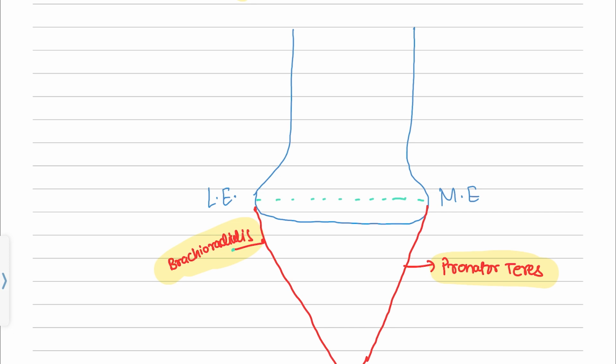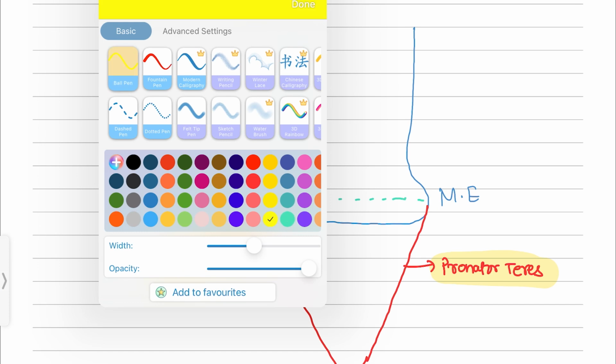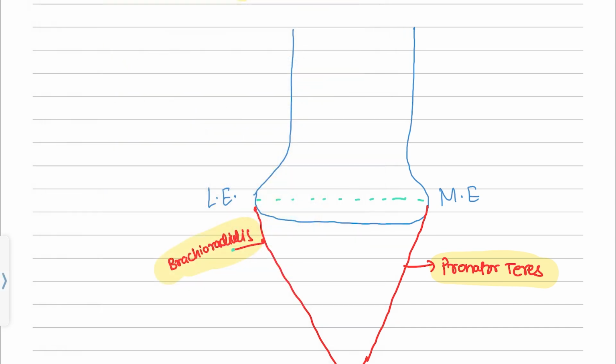I will use the yellow color here because that's how I like to make the nerves. From the lateral side you will see there is the radial nerve. Let me make it more correct. After passing through the spiral groove of the humerus, the radial nerve comes and passes the lateral epicondyle, giving two branches. First is the superficial branch and another is the deep branch.